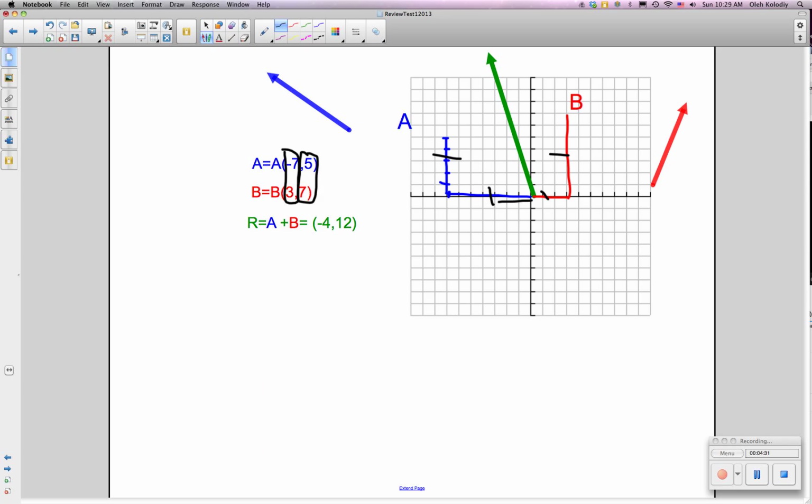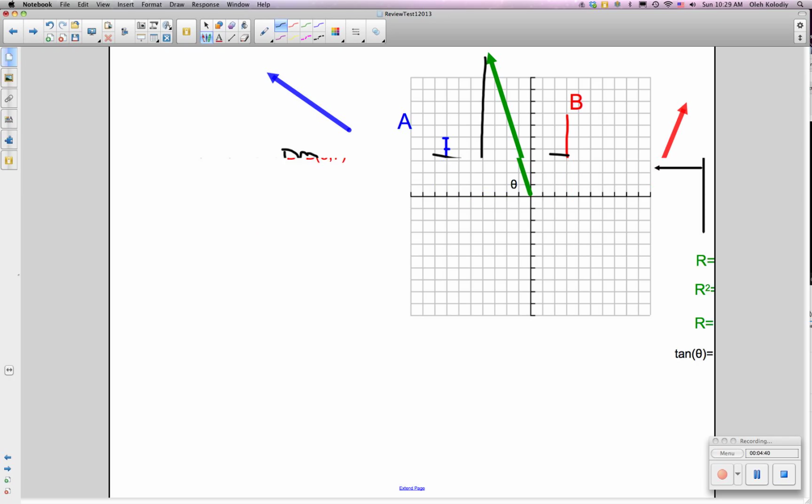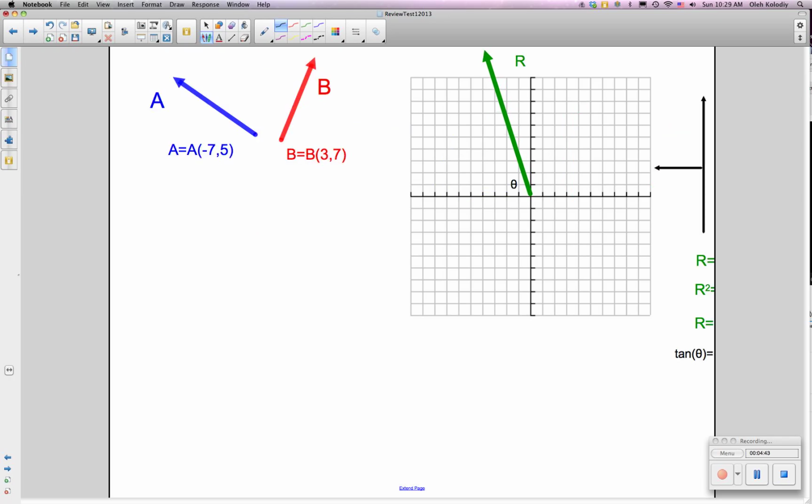So here's the resultant. How do we calculate the length of the resultant, and what is this angle? Well, we're going to resolve that vector R in terms of its components. This is the x component, and this is the y component. We know what those are: minus 4 and 12. So this is 4, and this is 12.